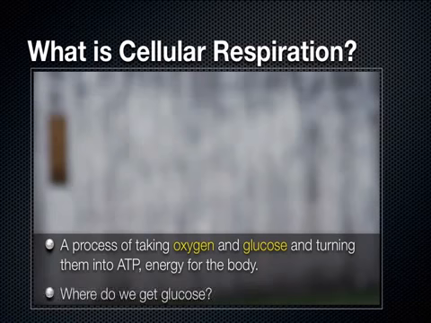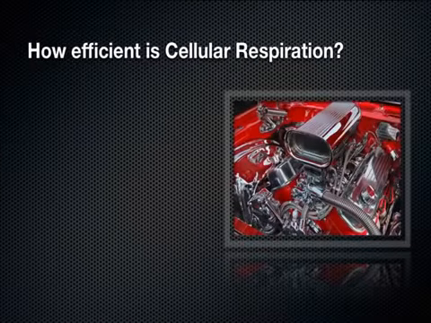Where do we get glucose from? Sugar. Yes, we have to take it in. We can't, like plants, get energy from the sun. We need to eat, and then we can break down the food that we take in so that we can make ATP, which is going to be the energy source, the energy currency of the body.